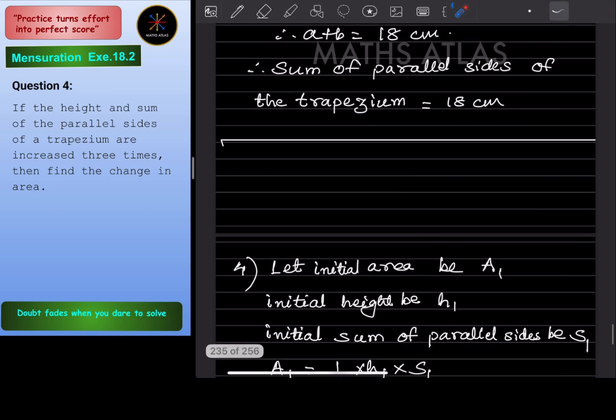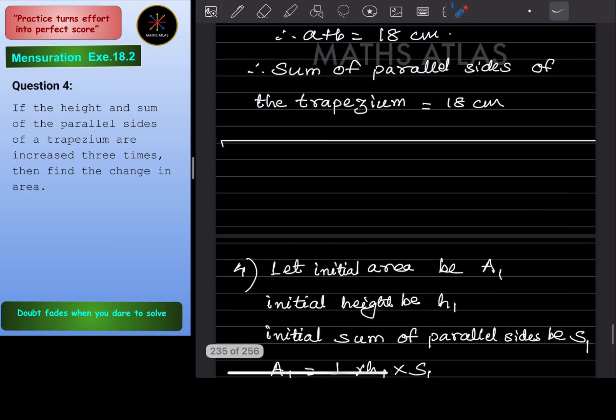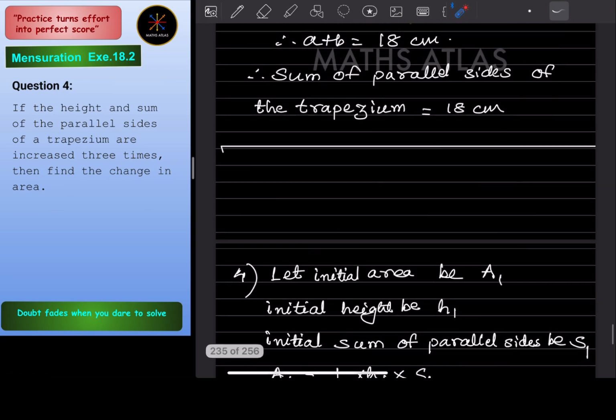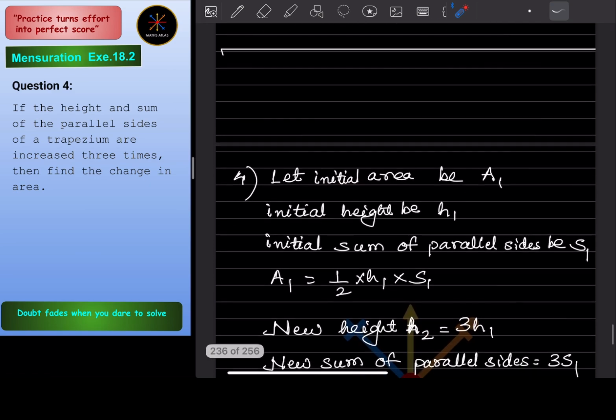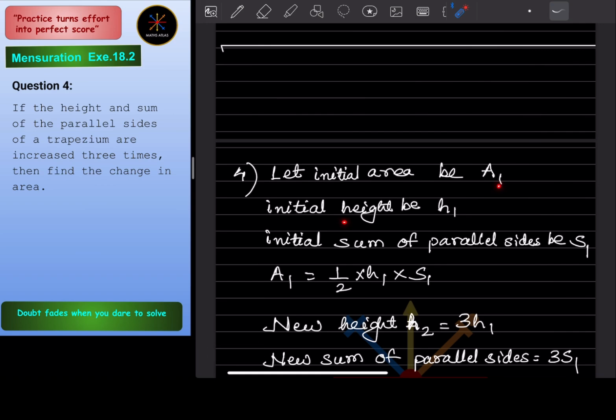So now let us see question number 4. If the height and sum of the parallel sides of a trapezium are increased 3 times, then find the change in area. So change in area means the old and the new one. We can call the initial area A1, initial height H1, and initial sum of parallel sides S1. You can use any variable over here. So what is the formula?